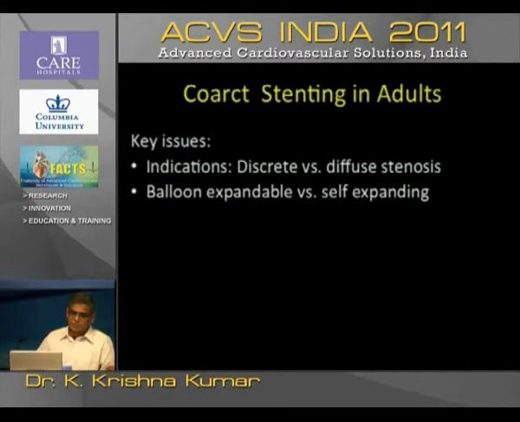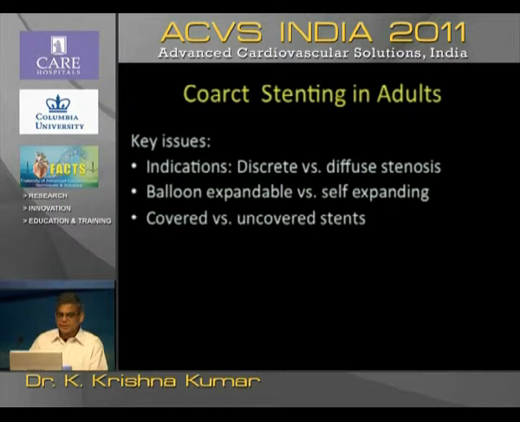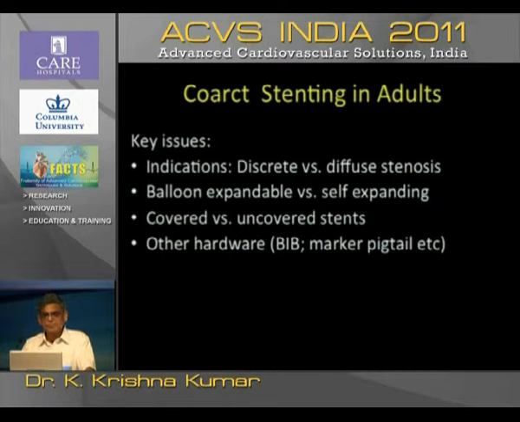Then there's the issue of balloon expandable versus self-expanding. Self-expanding stents have been largely given up. It's balloon expandable in most situations. Covered versus uncovered stent, the debate is still on. When covered stent came, a lot of people embraced the covered stent, but there are some significant issues. You can't just do it in everybody. There's other hardware that came along for coarct, but seems pretty unnecessary, like the BiB balloon. Of course, the marker pigtail is very useful, but the BiB balloon, I'm not so sure.